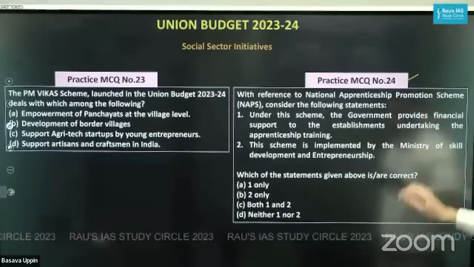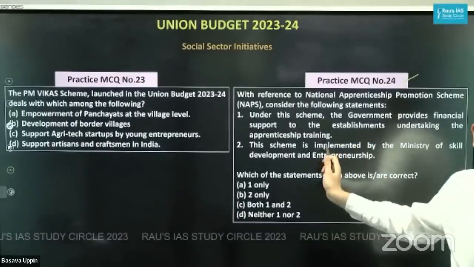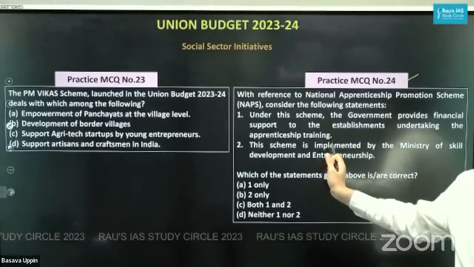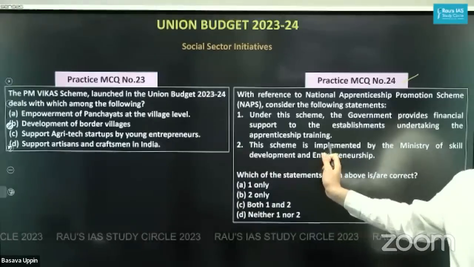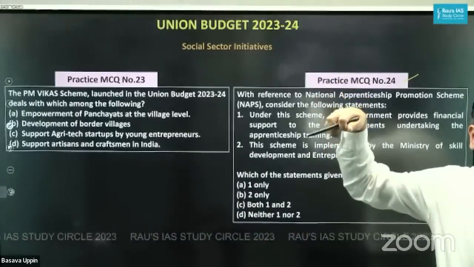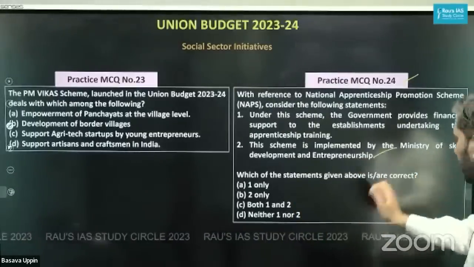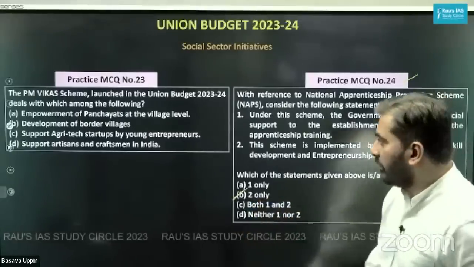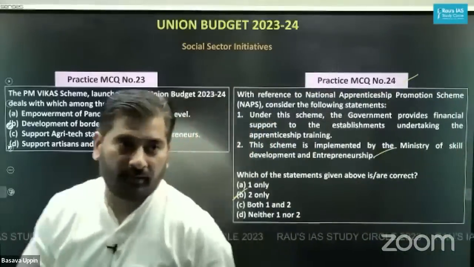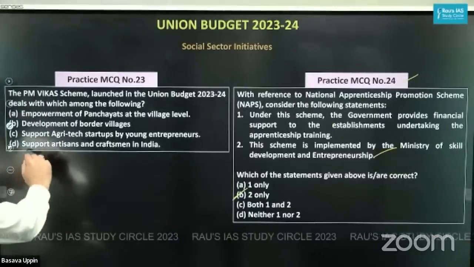Practice MCQ number 24. The government provides financial support to the establishments. Government is not providing any direct financial support. What the government is doing is providing for stipend payment to whom? To the entities. This scheme is implemented by the Ministry of Skill Development. PM Vikas, support artisans and craftsmen in India.